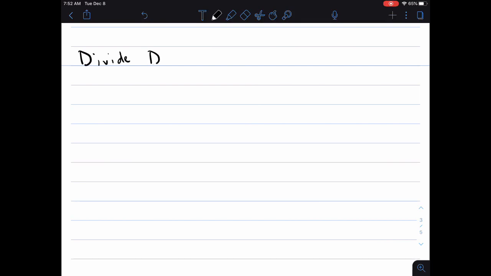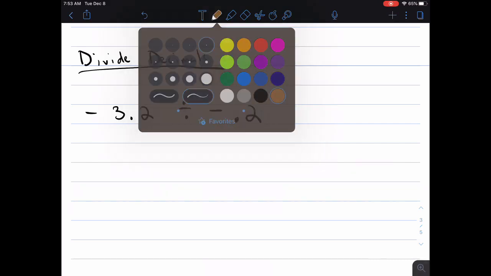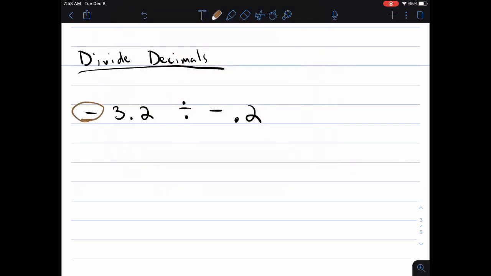Let's divide decimals. Dividir decimales. Negative 3.2 divided by negative 0.2. Do the symbols first. Hagan los símbolos primero. Negative divided by negative. So are they the same or different? They are the same, so my answer is positive.